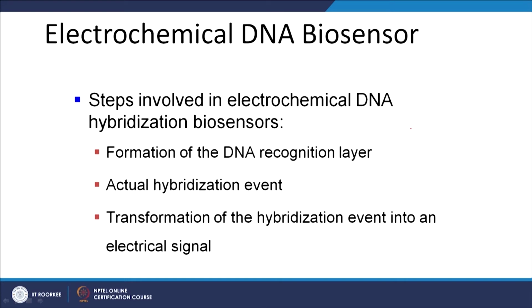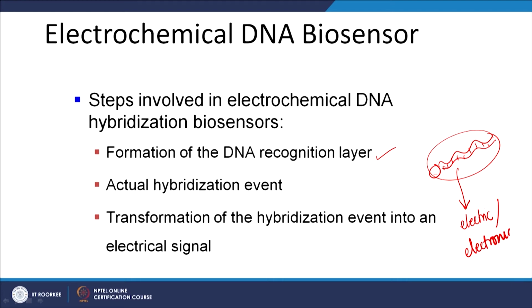Then we have electrochemical DNA biosensors, for which I was giving you the example of aptamer based biosensors. The steps involved in an electrochemical DNA hybridization biosensor involve formation of a DNA recognition layer. So, I need to make a layer that will recognize the DNA, and then I need to allow the actual hybridization event to happen. Let us say this is a gold nanoparticle. Post this, I need to transform this happening into an electronic or electrical signal. And then once I have got the signal, I can read it.